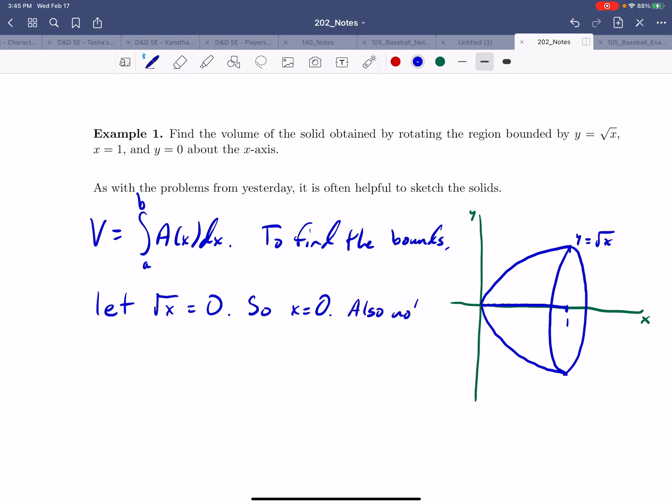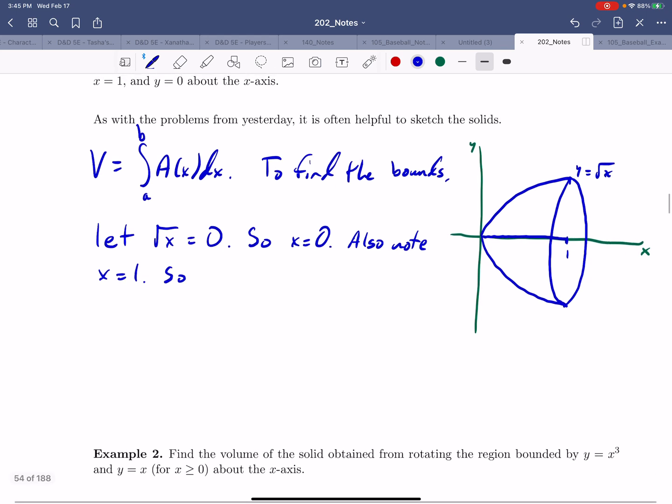Also note that x equals 1. They gave that 1 to us, right? So we don't need to find that. We just need to recognize it, right? So we have that the volume is the integral from 0 to 1 of our area function.